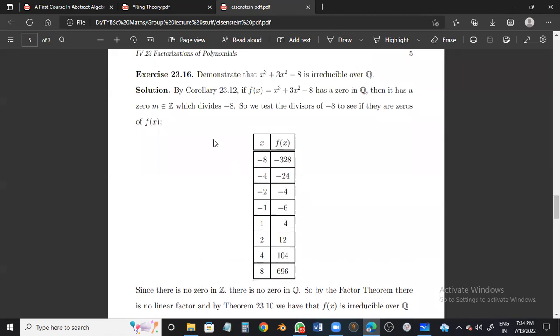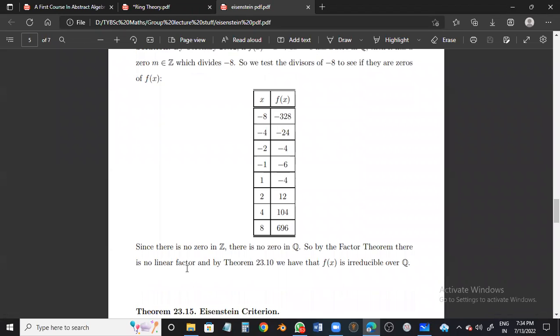Followed my point? What we need to do is just check with the divisors of the constant term. That helps you. Followed me or should I repeat? Ma'am, please repeat it once. Yes, I would like to.